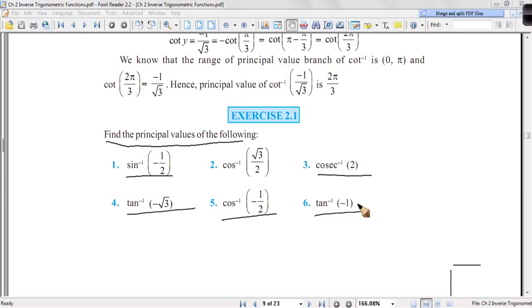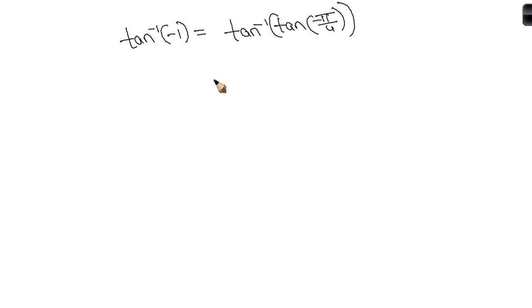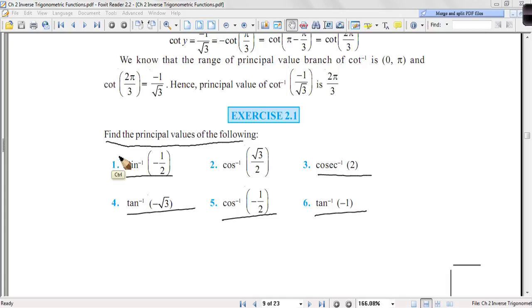Next question, find tan inverse of minus 1. So tan becomes minus 1 in the principal value for tan of minus pi by 4. So tan inverse of tan minus pi by 4 is minus pi by 4. So the answer is minus pi by 4. This is the sixth question.